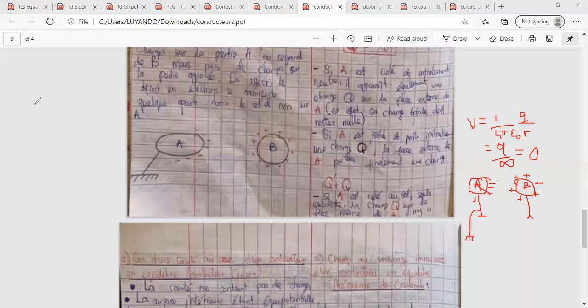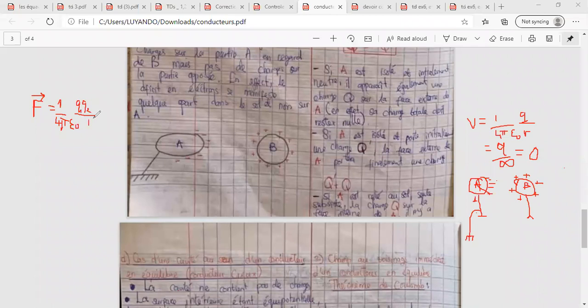So we discussed that our expression for loi de Coulomb is this. If we're trying to find the force between 2 point charges, we have force F equals 1 over 4 pi epsilon 0, times Q1 Q2, over R squared.